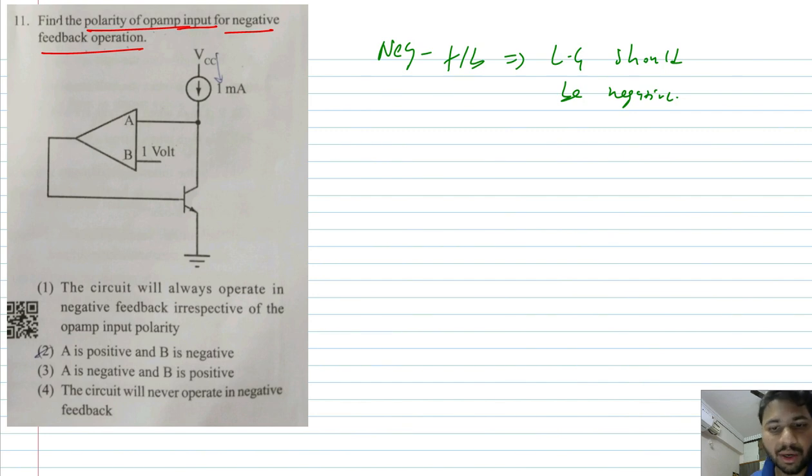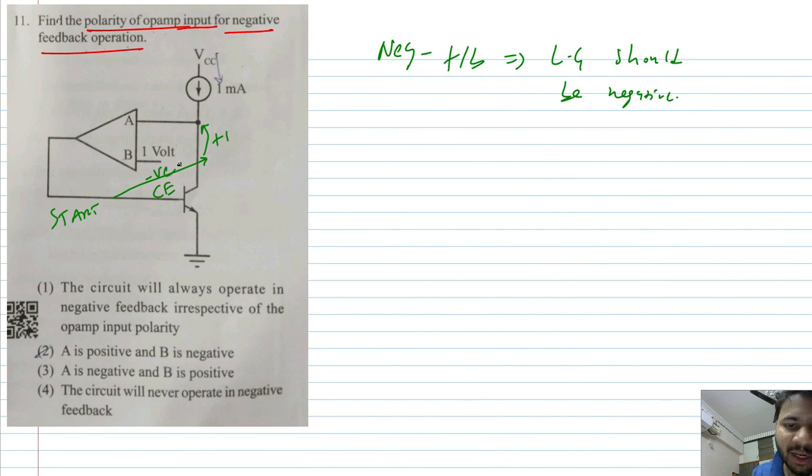So let us just go around the loop. Let us start from this point. Let us go from here to here. See, if you are going from here to here, through the transistor, you are actually going from base to collector. Base to collector, which means we have some sort of a common emitter amplifier. Then again, let us go from here to here. We are simply going through a wire whose gain will be +1.